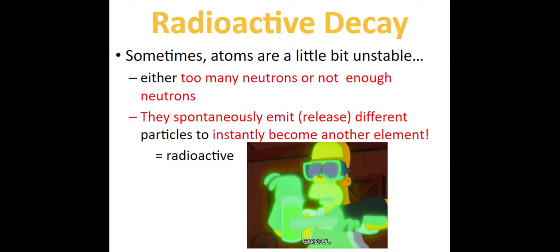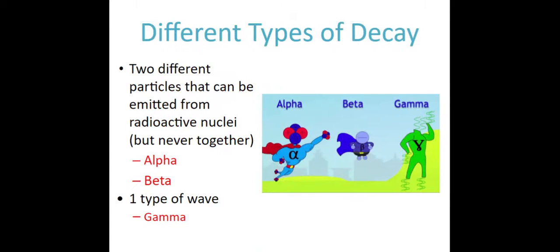So they spontaneously emit or release different particles to instantly become another element, which means they are radioactive. There are different types of decay, okay? Your first two types are particles that are emitted from radioactive nuclei, but this does not happen together. An alpha particle can be emitted or a beta particle can be emitted. And then the third type is a wave, and that's a gamma wave or a gamma ray.